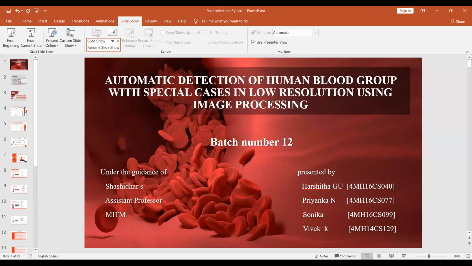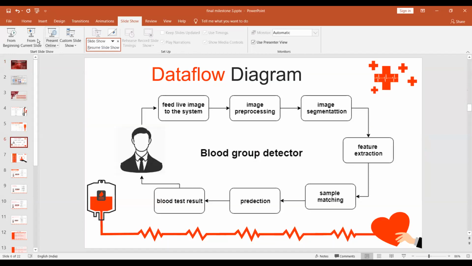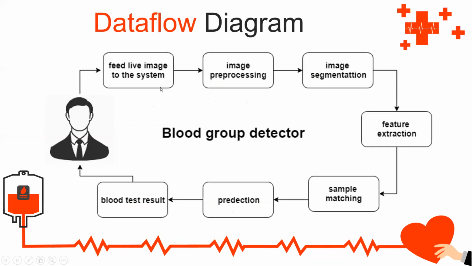It will compare and trace the blood group and will display the blood group to the user. The mean value which is extracted, based on that, the histogram will plot the same and compared in the sample matching. In the sample matching, it will be compared and the system will predict the result and the same will be displayed to the user in the user interface.